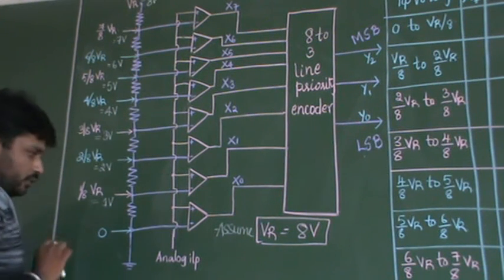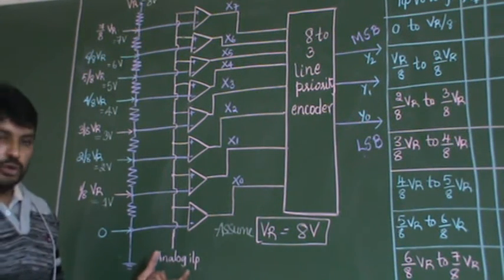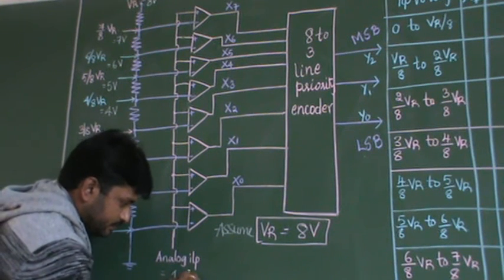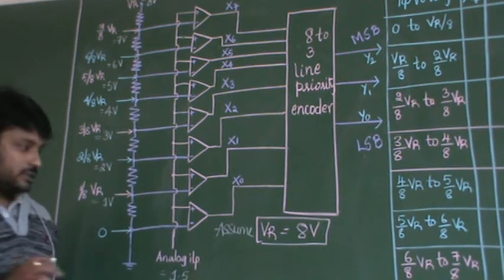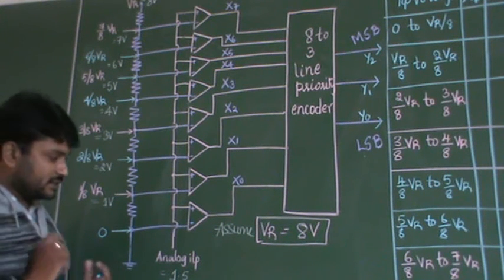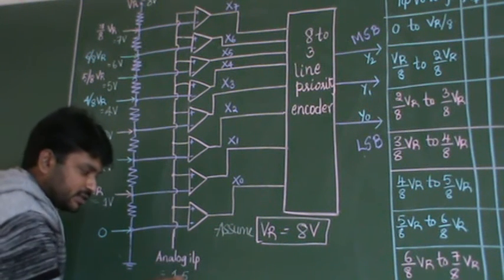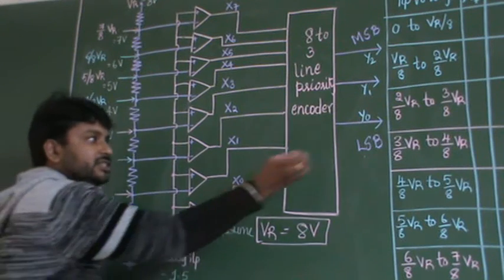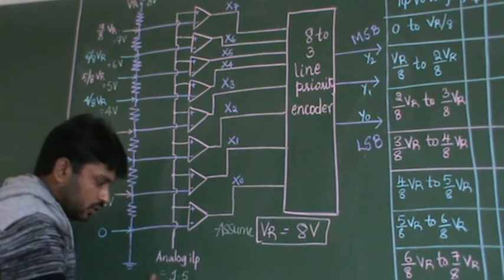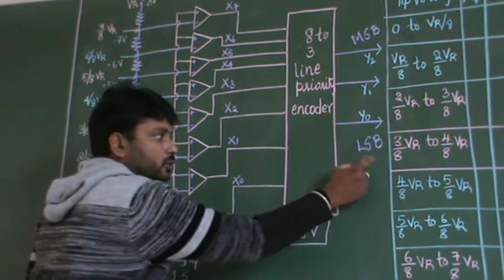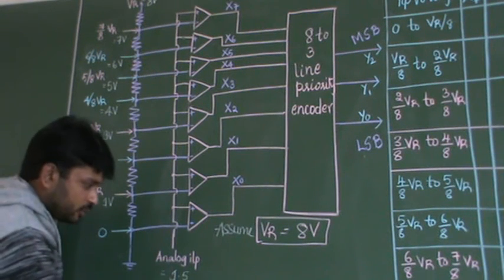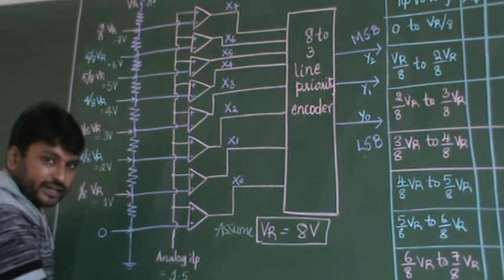Now my analog input is equal to 1.5. Even this is also an assumption. Now what is the thing you have to do? You have to convert this analog input voltage to the digital output, right? So how this will work, we should understand. So my analog input voltage is equal to 1.5, right?